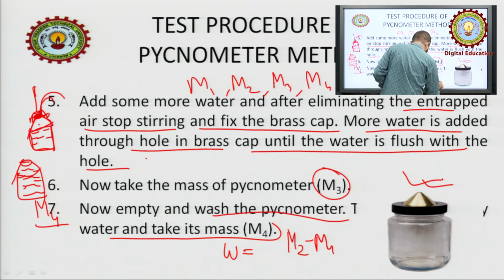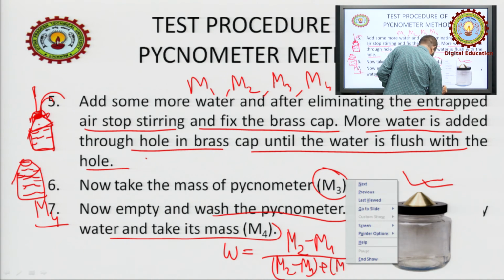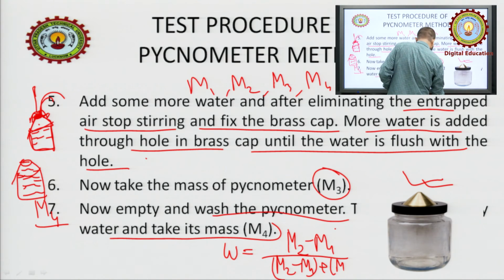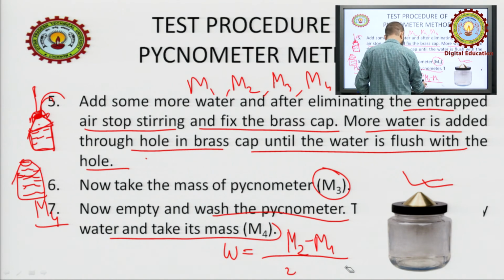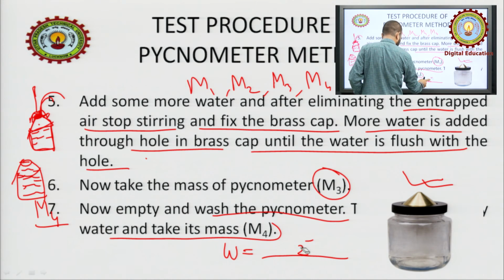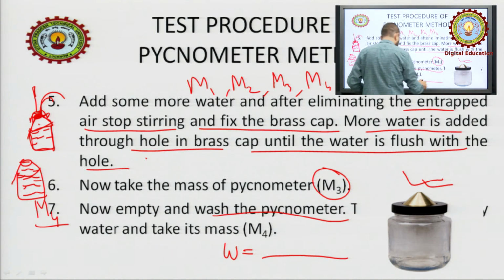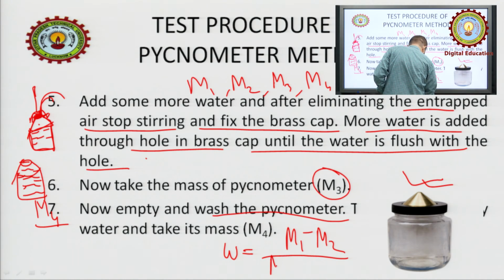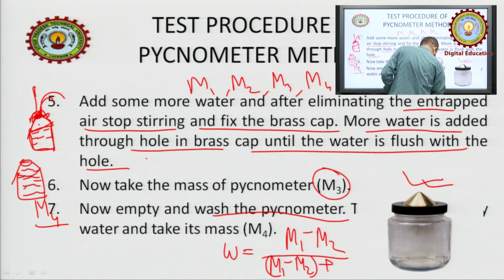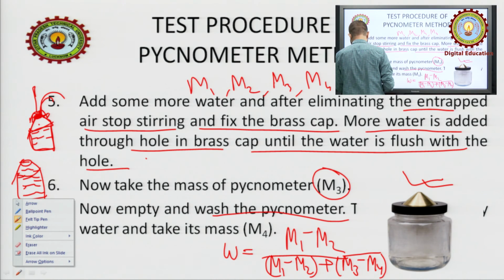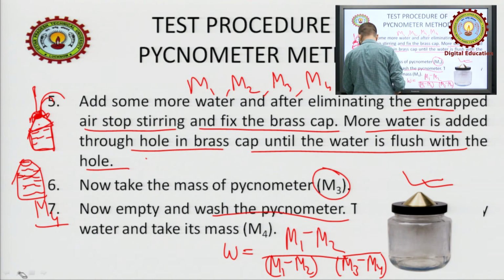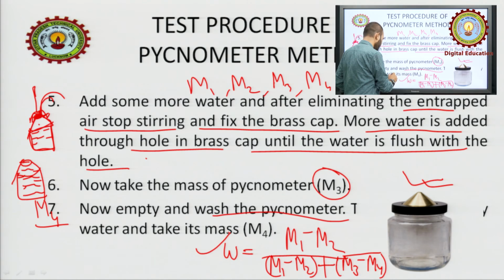M2 minus M1 upon M2 minus M1 plus, one second. Sorry, I think it's an error. This will be M1 minus M2 upon M1 minus M2 plus M3 minus M4. Okay, this will be the formula that will give you the answer. So we will get the water content from the Picnometer method.